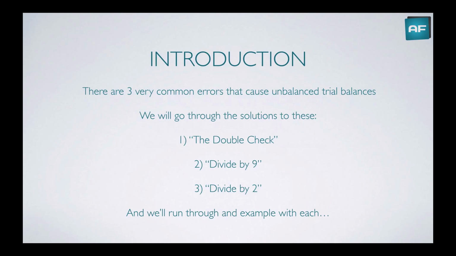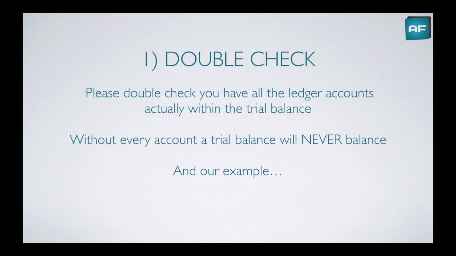Okay, this is what we're going to cover. There are 3 very common errors that cause unbalanced trial balances. We're going to go through 3 different solutions to find these common errors. These are the double check, the divide by 9 solution, and the divide by 2 solution. And we'll also go through an example with both.